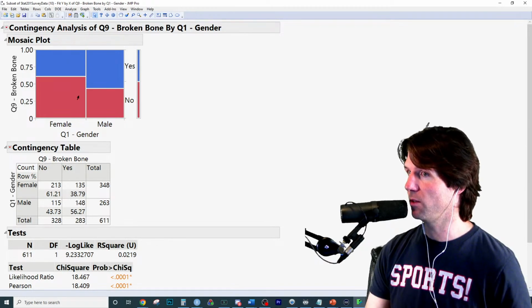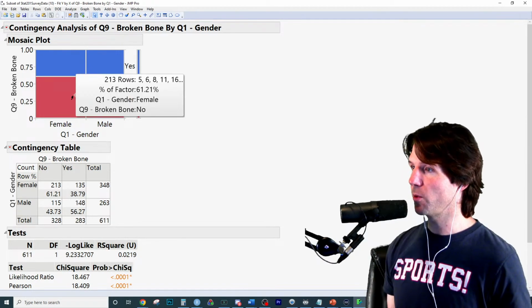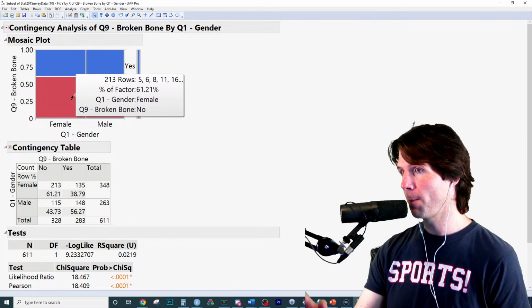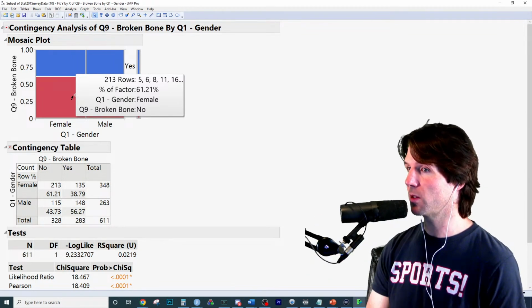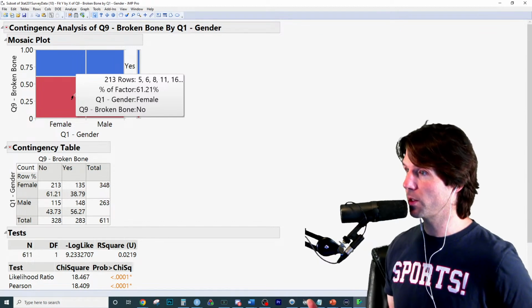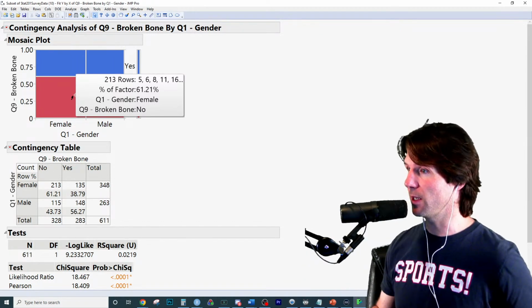So the mosaic plot is visually showing you this. Understanding what the graphic is showing you along with the table, like the 213 down there in the table, with 61.21% of females having not broken a bone, is important to understand for both the assignment and the tests.